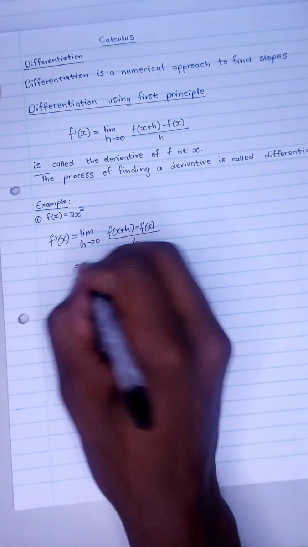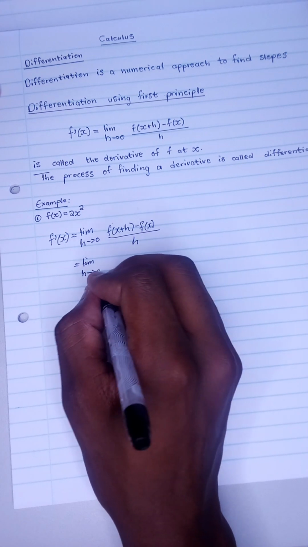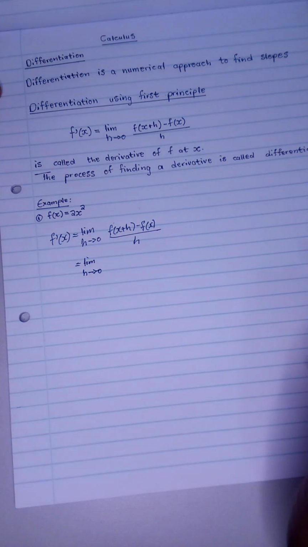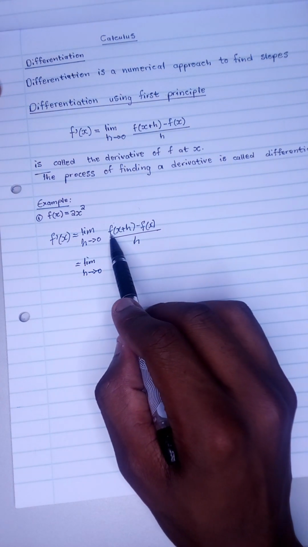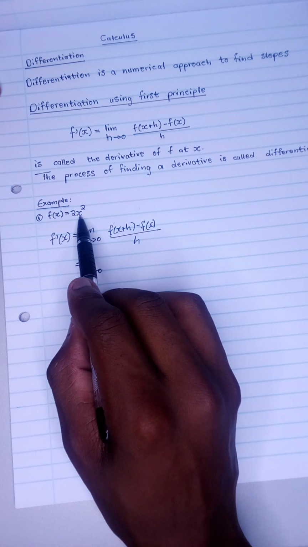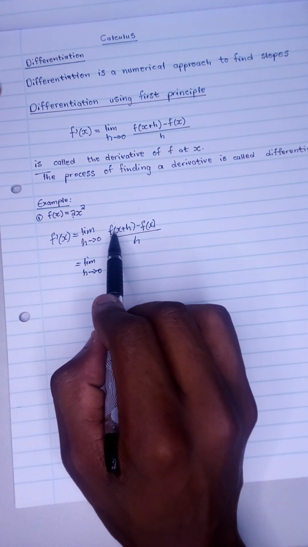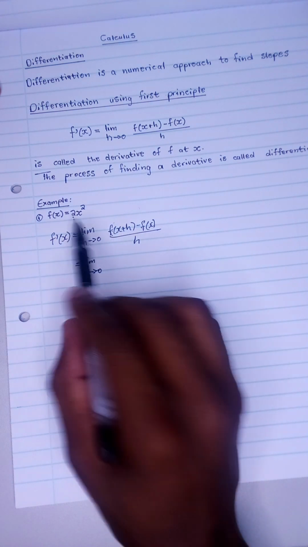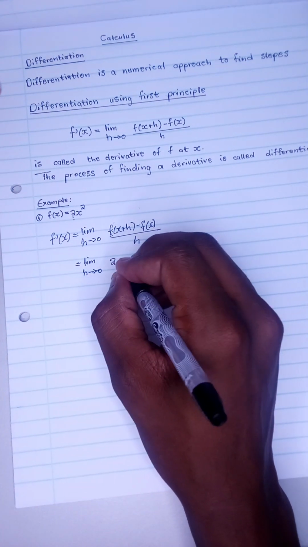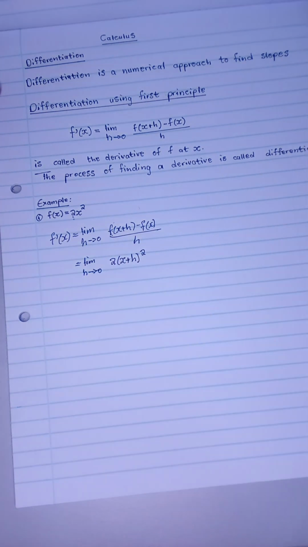So I will say limit when h approaches 0, then where there is f, I will put the coefficient of x squared. The coefficient of x squared here is 2. So I will put 2 where there is f. Instead of writing f, I'm going to write 2. So I will say 2 times x plus h all squared. Why do I say 2 times x plus h all squared?